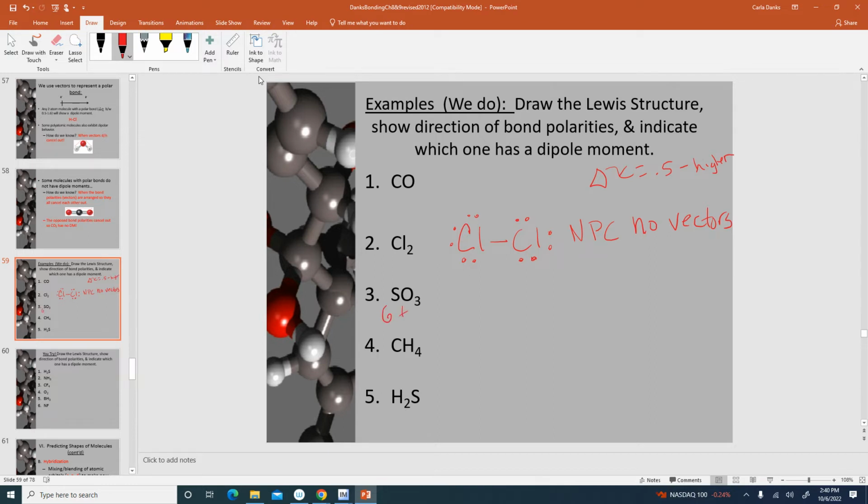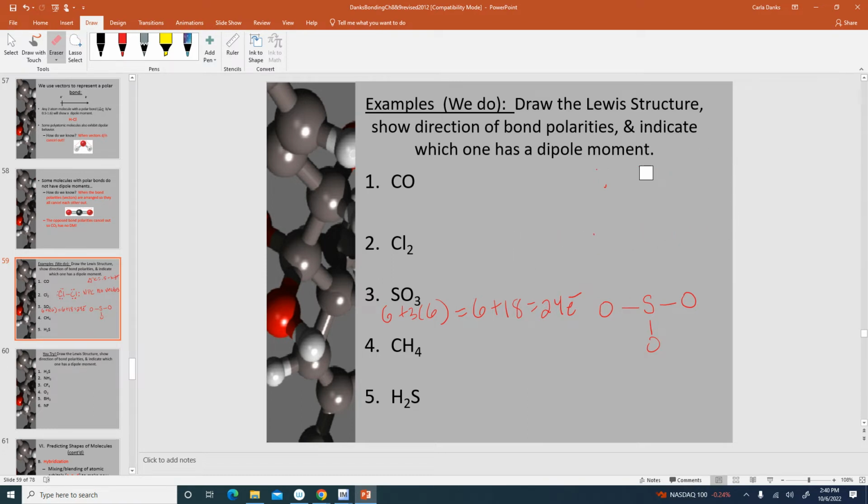Okay? All right, SO3. So we have 6 plus 3 times 6 for our valence electrons. That's going to give you 6 plus 18, which is 24 electrons. So we're going to put our sulfur and then attach the 3 oxygens. I'll try to erase some of these. All right, so let's figure out how many electrons we've used so far. So far, we have used 2, 4, 6 electrons.